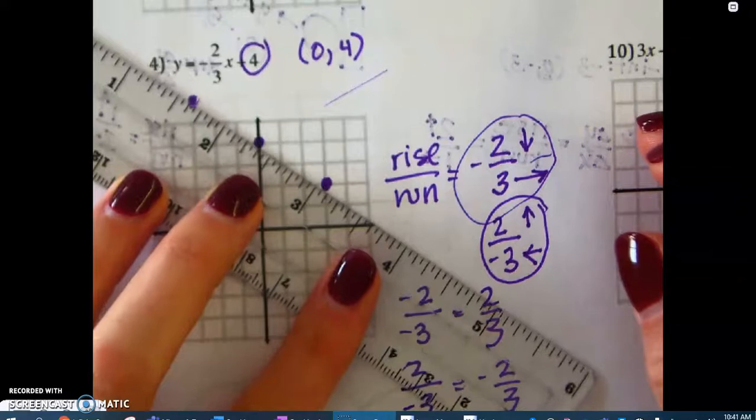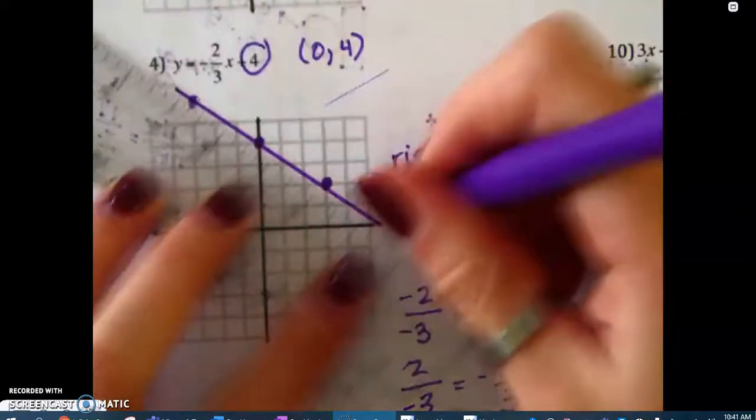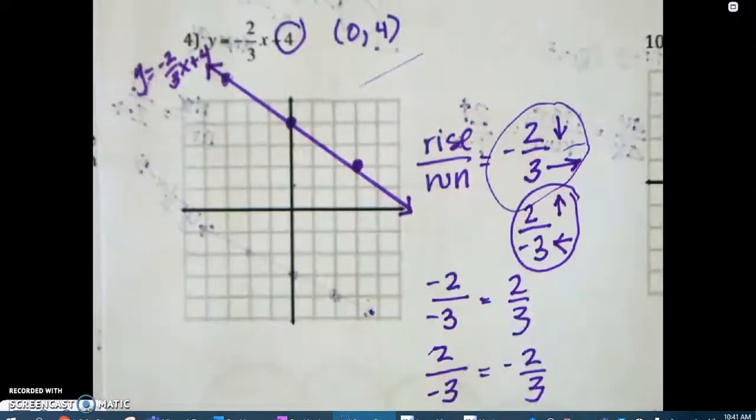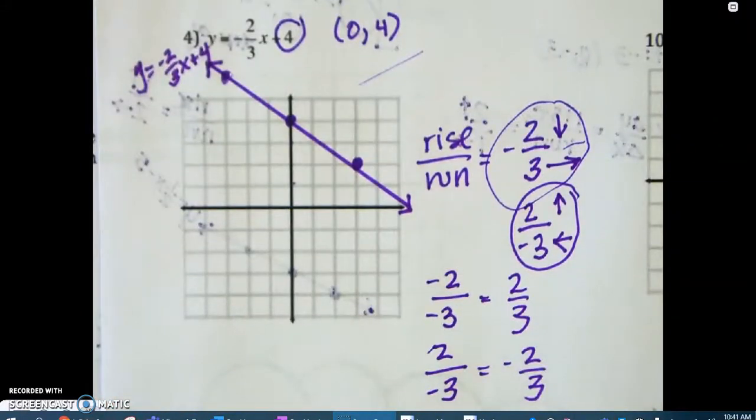So I'll just connect my dots here and label this line like I did, and that's the line y equals negative 2/3 x plus 4. So that is how you graph a line by hand. So complete the rest of the practice and then ask me any questions you have in class.